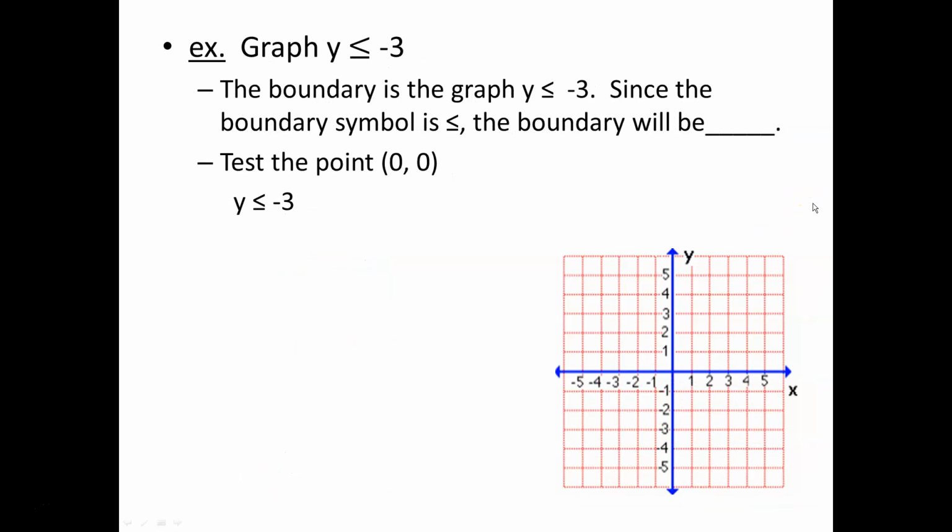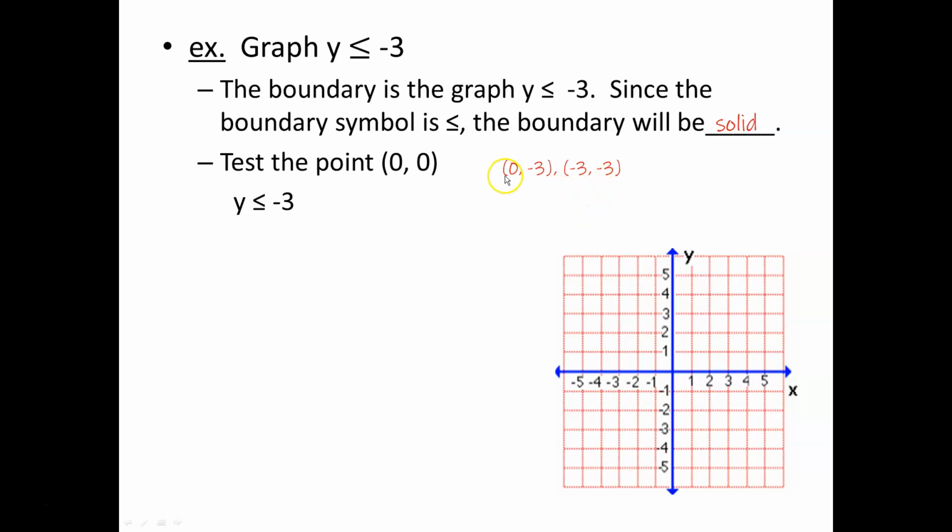So now let's graph y is less than or equal to negative 3. The boundary is the graph of y equals negative 3. Because it's less than or equal, the boundary will be solid. Okay, how do we graph this line? Is it horizontal? Is it vertical? Don't panic. We're going to pick 2 points where y is equal to -3. Remember, y is the second part of your ordered pair. It's the second coordinate. So let's pick 0, -3, and -3, -3.